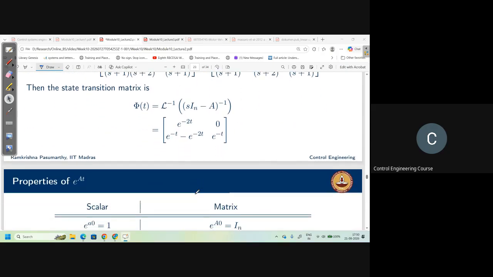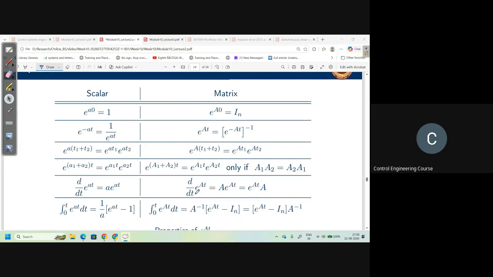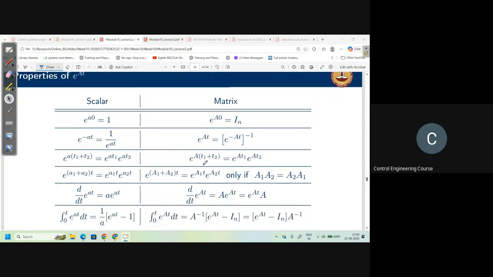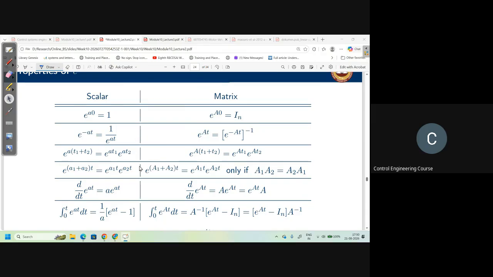Okay, and these are the properties of e power At, comparing the case where A is a scalar and the matrix form. Both are pretty similar, but there is one difference here. We can write e power (A1 plus A2)t equal to e power A1 t into e power A2 t only if A1 and A2 commute. So you can use these things when solving problems.